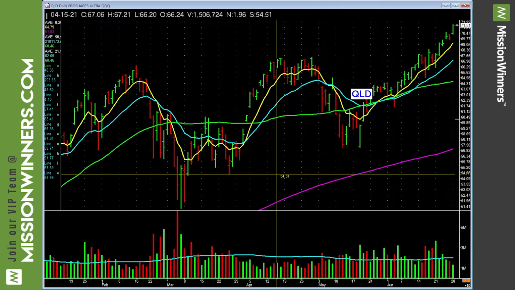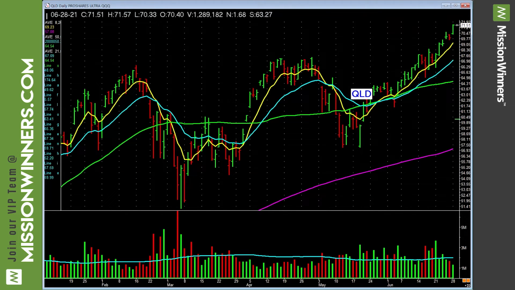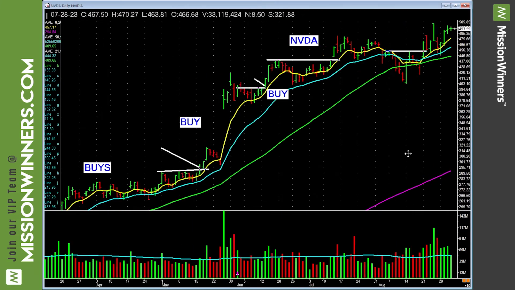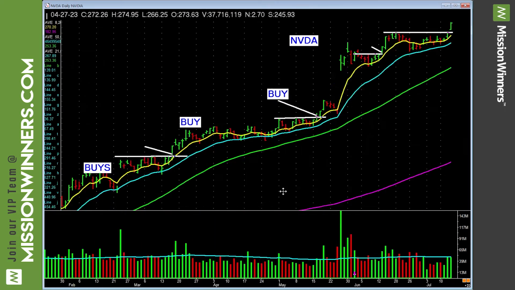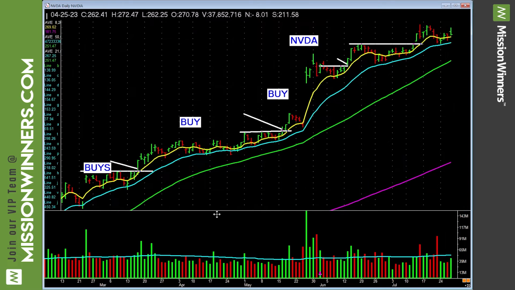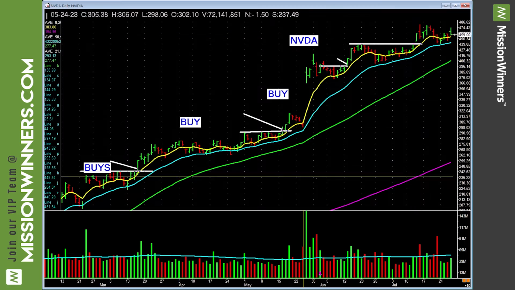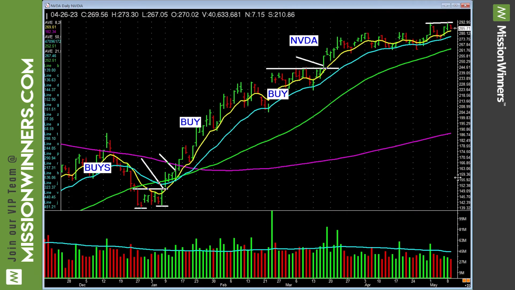Now, I want to show you how you can apply it to a stock. And this was one of the better ones we had. Here's NVIDIA. You can say, well, I don't really see anything there, and there were some buys in there. This was one of the biggest winners we had this year. I mean, look at that. That's a massive move, folks. Hundreds of points.